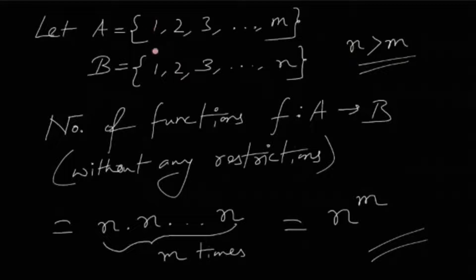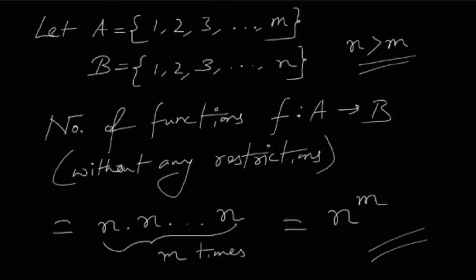1 can take any of the n values. Again, 2 can also take any of the n values independently. So this is basically n times n up to m times, so it's n to the power m. So these many functions are possible from the set A to the set B. This is the set of all functions.